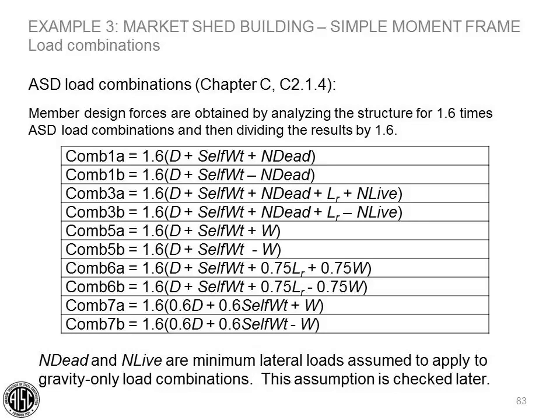Note that all the typical ASD combinations are factored by 1.6. In combinations 1A through 3B, we're combining the notional loads with the gravity loads. The other combinations are 1.6 times the ASD combinations with wind without the notional loads. We're making the assumption here again that the second order effects are low enough that the notional loads do not need to be applied with the wind loads. We'll need to check that assumption later.